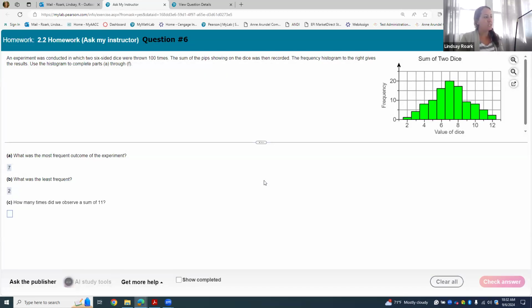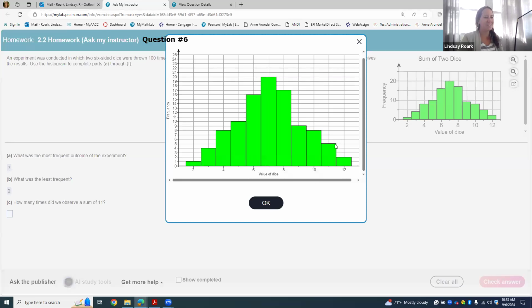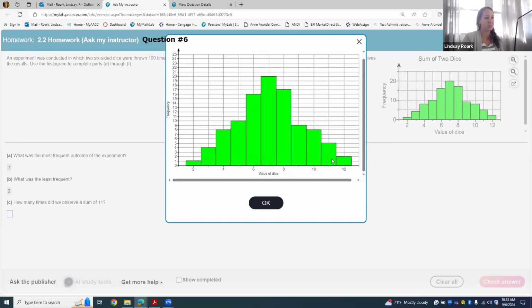Okay. Next question. How many times did we observe a sum of 11? So again, I'm going to pop it back out just so I can really make sure I see it. It has more numbers labeled here. It looks like 11 would be this bar here between 10 and 12. And thanks to all these extra numbers labeled, it looks like it has a frequency of 5. It sometimes takes me a while to line up.